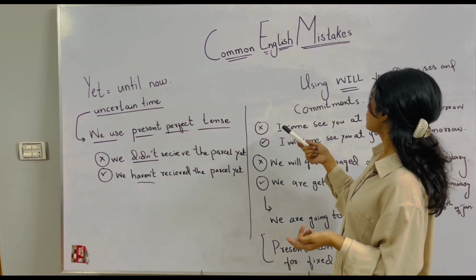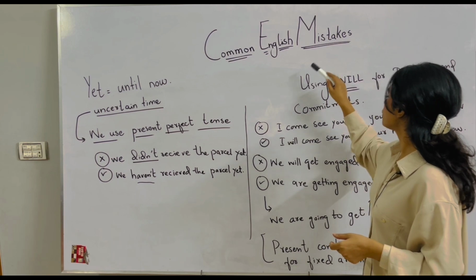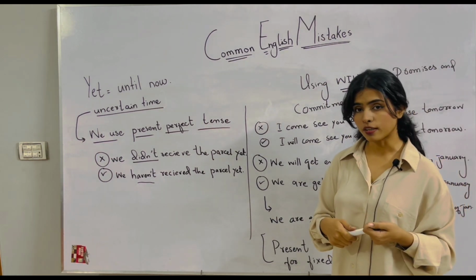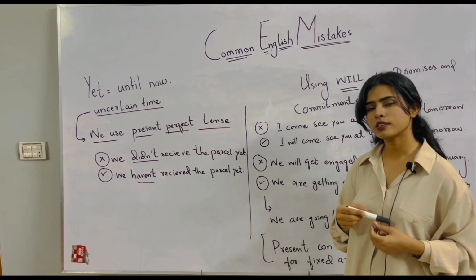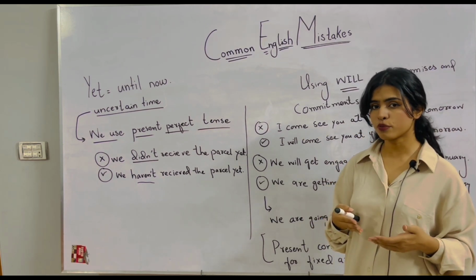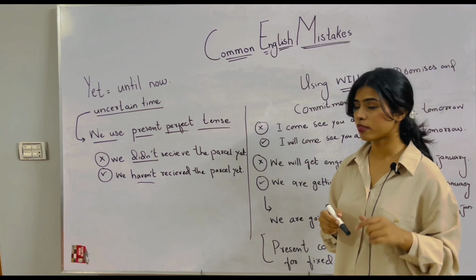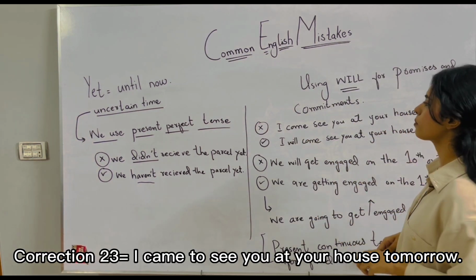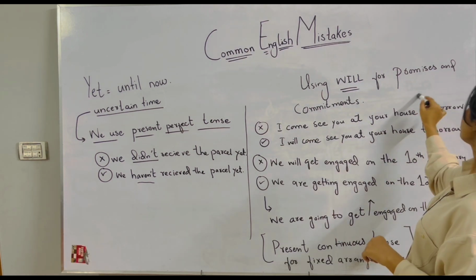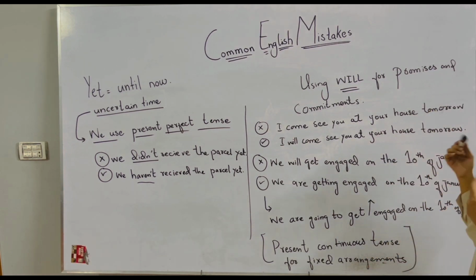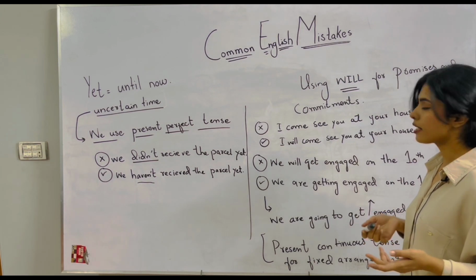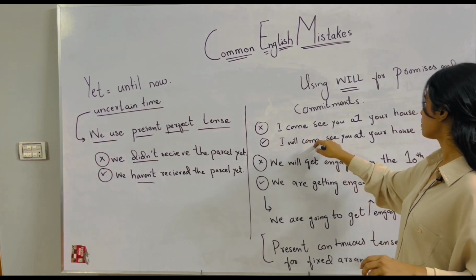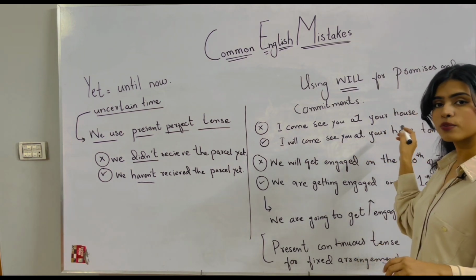Okay, so the next common mistake people make is not using will for the promises and commitments that they're making. Whenever you're making promises or commitments that are due in the future, you have to use will along with it. So for example, I say, I come to see you at your house tomorrow. Now I did add tomorrow here, right? So I'm talking about the future, but I did not use will here. So the correct sentence would be, I will come to see you at your house tomorrow.